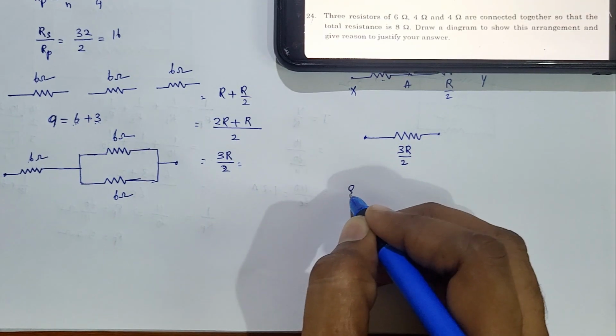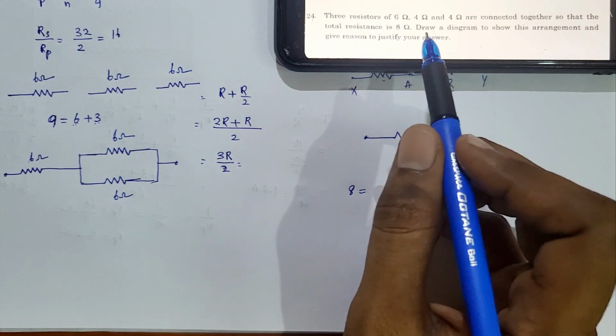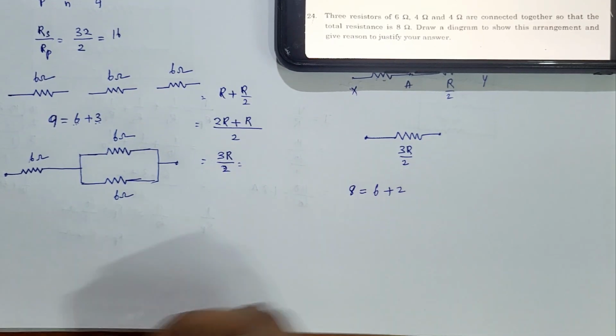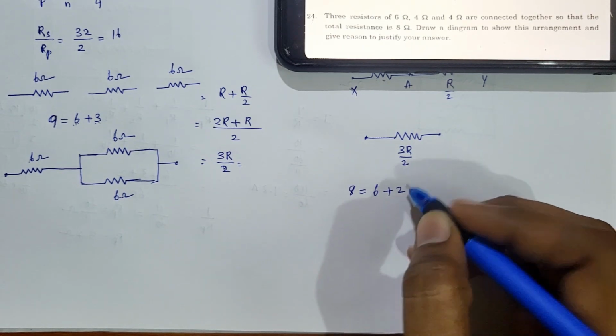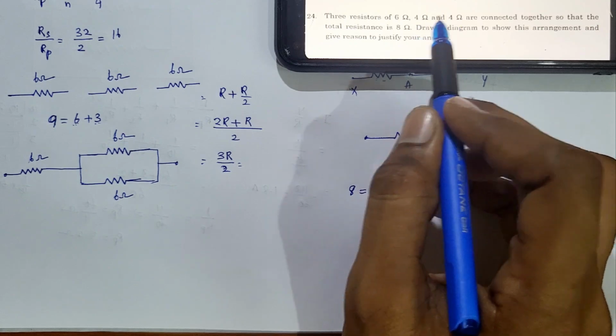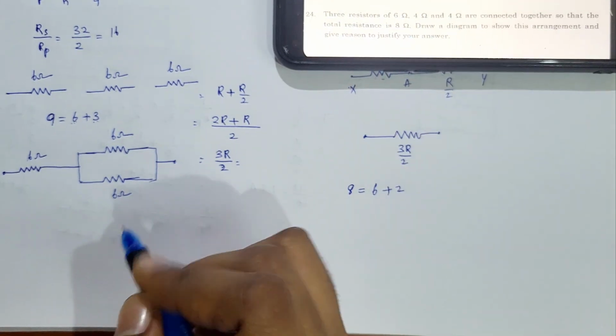Correct? 8 can be written as, we have 6 and 4. Correct? 8 can be written as 6 plus 2. Correct? How to get this 2 ohm now? 4 and 4 connected in parallel, 2 are there. 4 and 4 connected in parallel, we will get 2 and connected in series to 6. Then we will get 8.